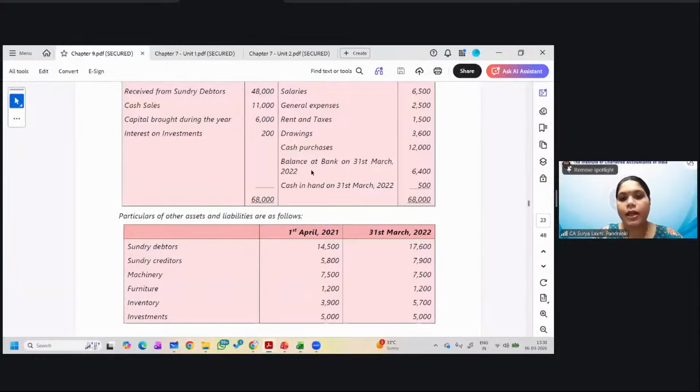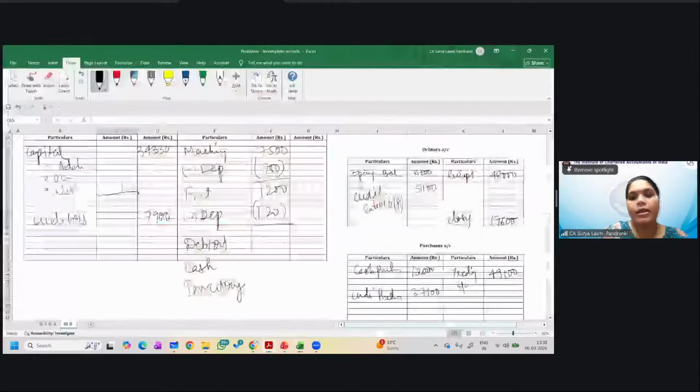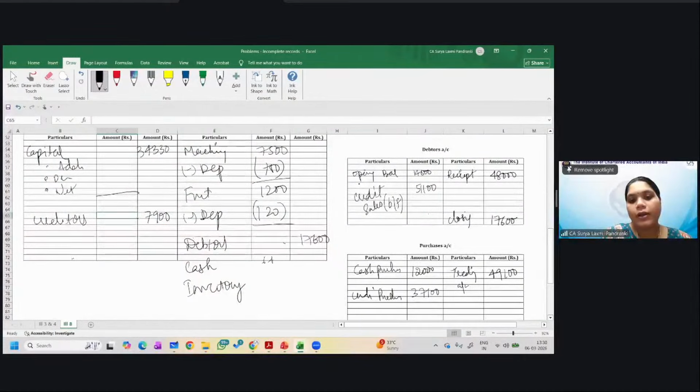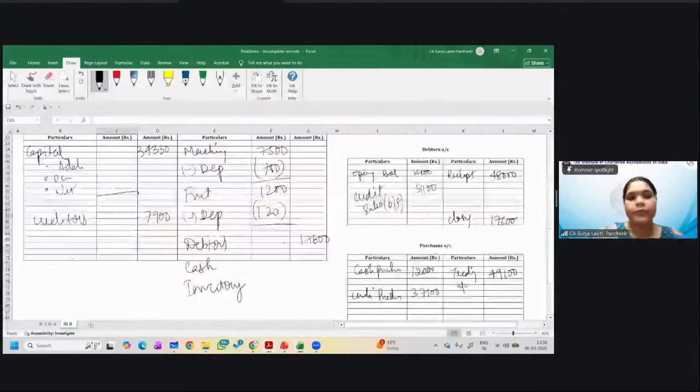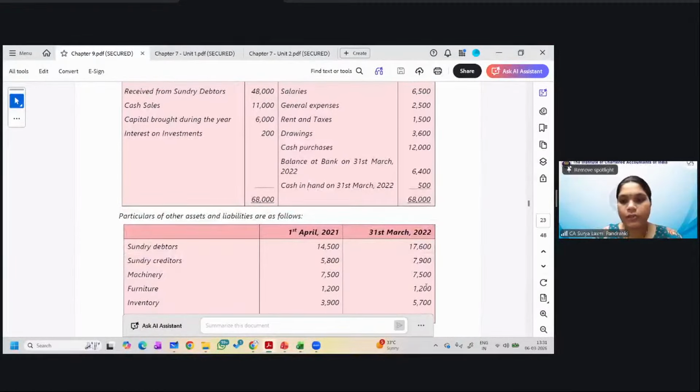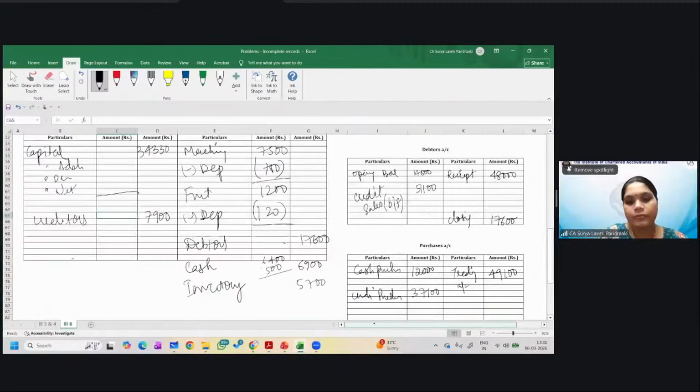Cash is how much? Cash in hand and cash at bank, two balances are there. So it should be 6,400 and 500. 6,900. Then we have inventory of how much? Inventory closing balance is 5,700. Anything else? Okay, debtors, we had provision, no? This also has to be adjusted. 17,600 minus 800.